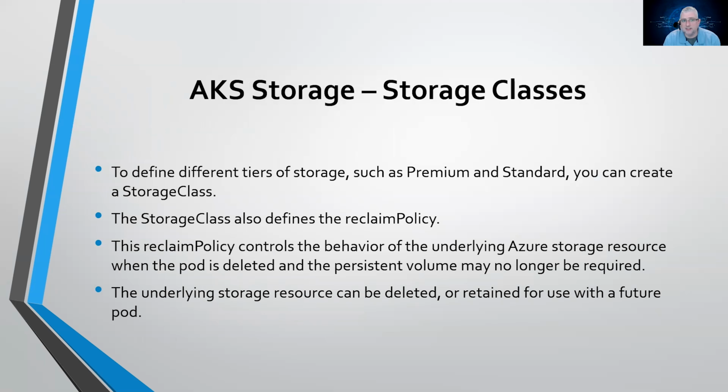So to define the different tiers, premium, standard, you can create a storage class, and then you can define that storage class. Okay, it also defines the reclaim policy. And then when you're doing your manifest, you're doing your code for all this, you can specify that storage class. Okay. If you don't, it's going to use a default.